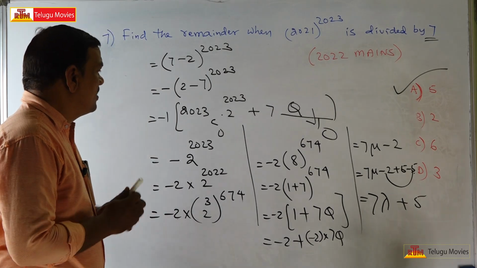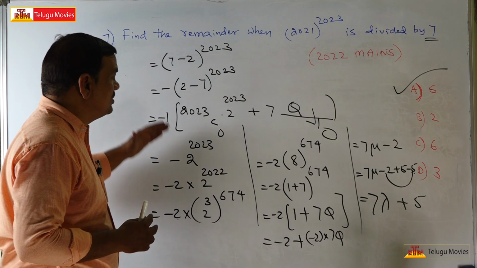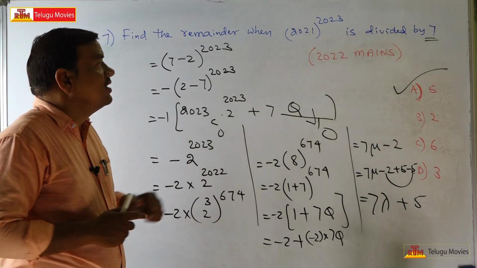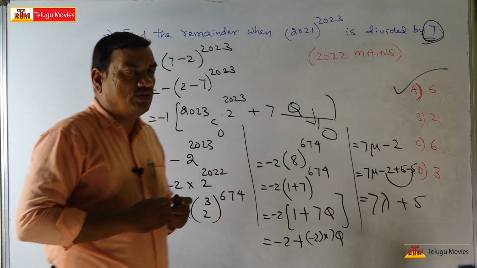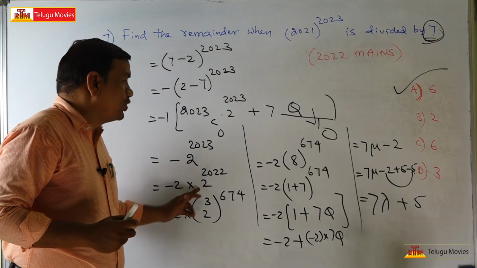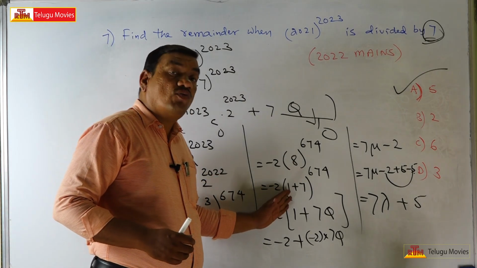Such a nice problem it is. The only thing is reducing the problem. So always keep in mind 7. The number is 7. Throughout the problem, I am writing 2 cube as 8, and 8 as 1 plus 7.